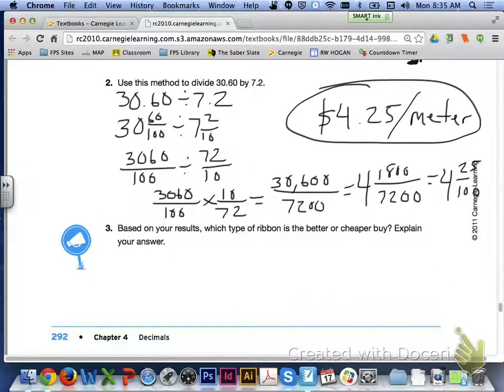Let's go ahead and take a look at what you did for number 2. I have 30.60 divided by 7.2. I convert both of those decimals into a mixed number, which I see right here. I convert both of those mixed numbers into improper fractions in this step right here. And in this step right here, I am then multiplying by the reciprocal.